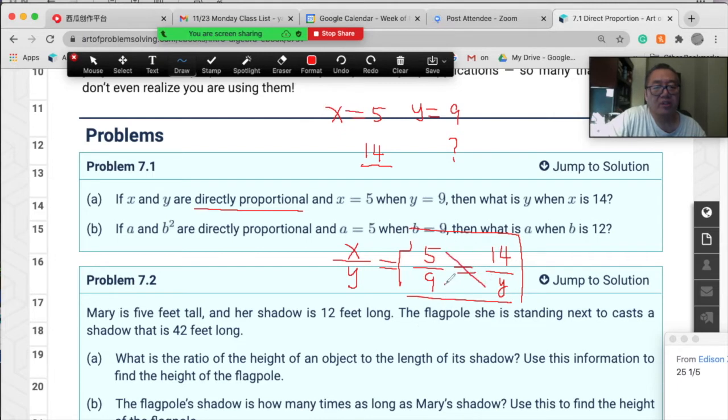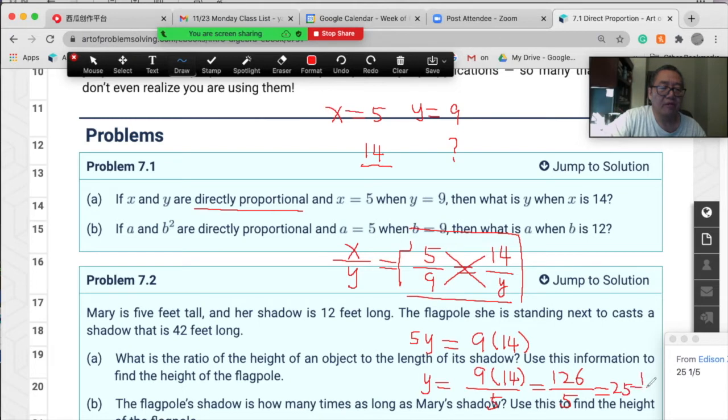You just do cross multiplication. You get 5 times y equals 9 times 14. So that means y equals 9 times 14, divided by 5. 14 times 9 is 126, over 5. Now if you write this as a mixed number, that will be 25 and 1/5. Okay, Anderson, you got it correct. This one's correct, this one's also correct. You can also write this as an improper fraction. Okay, this is the correct way to do this.